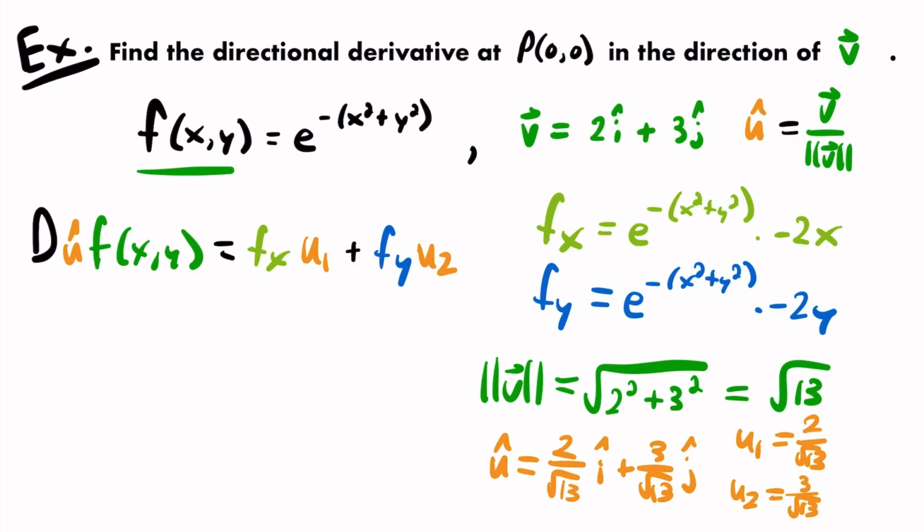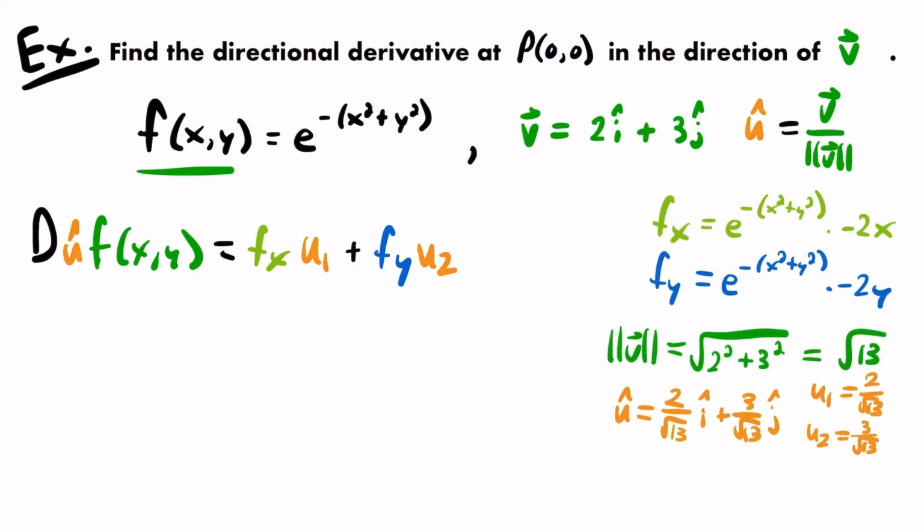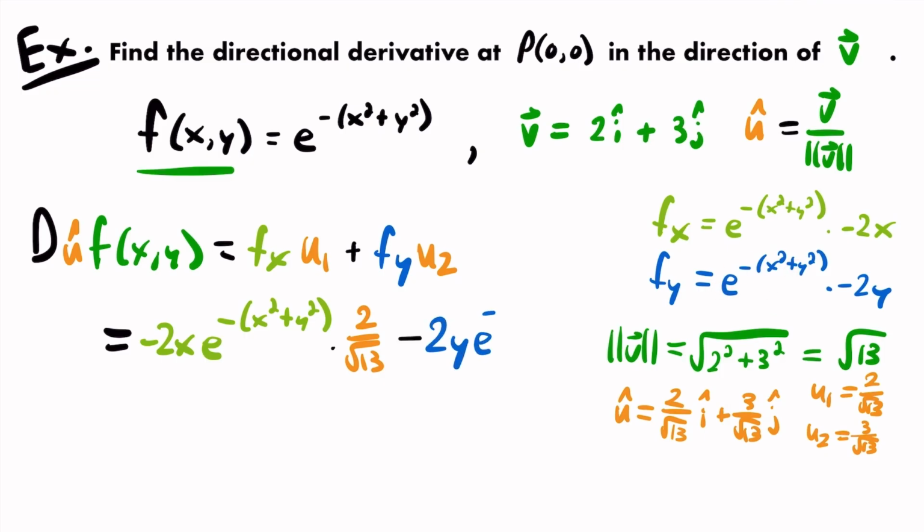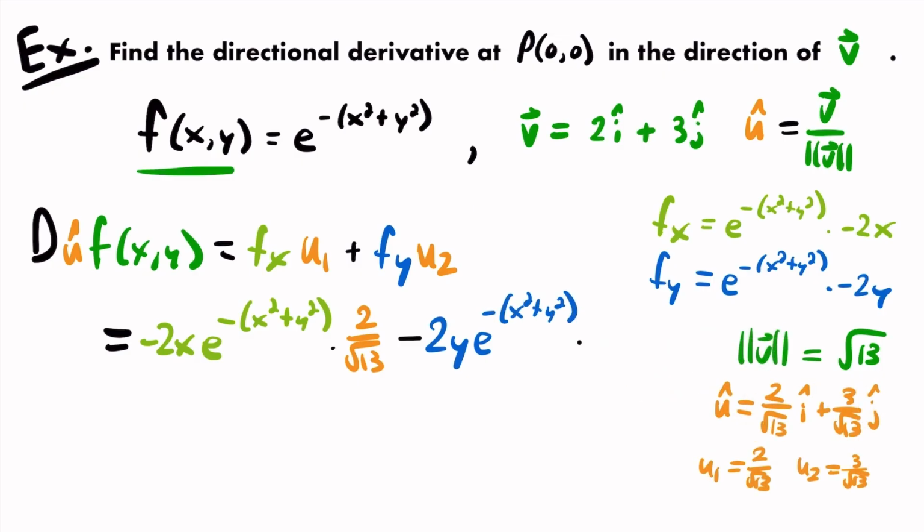Okay, and so now we have everything we need. We just have to put everything together now into this formula. So let's do that here. The directional derivative will be equal to fx, which is negative 2x times e to the power of negative x squared plus y squared, times u1, so we're multiplying by 2 divided by the square root of 13, and then we're adding fy, which will be negative 2y times this exponential function, so I'll write in minus 2y times e to the power of negative x squared plus y squared, and then we will be multiplying by u2, which is 3 divided by the square root of 13.